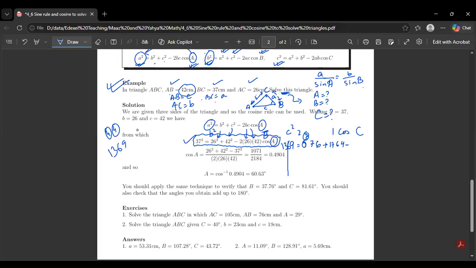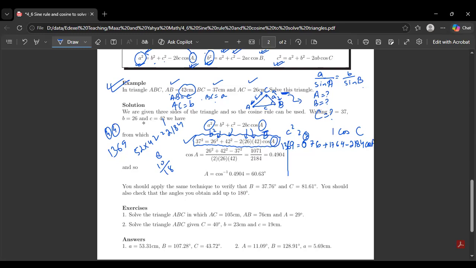And then on the right hand side we have 2 times 26 times 42. That's going to be how much? 52. 52 times 42. Quickly, please do it. 52 times 42. 2 times 4, 8, 5, 2, 10, 18. So 5, 20, 22. 2184. Yeah, 2184. And this is cos A. Yes, cos A is there, right?